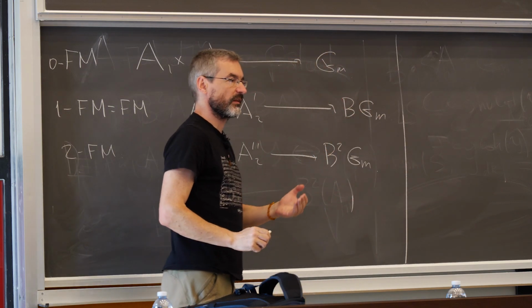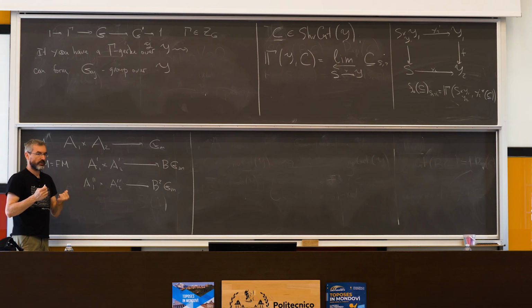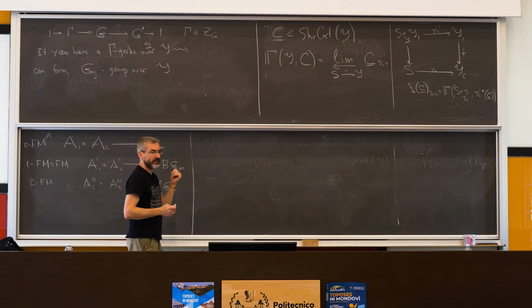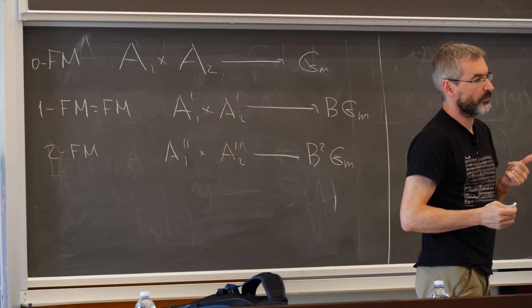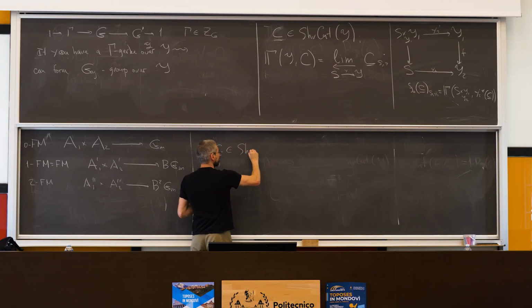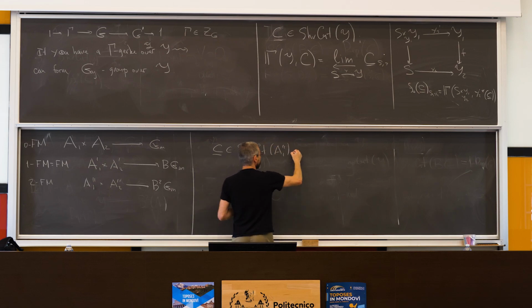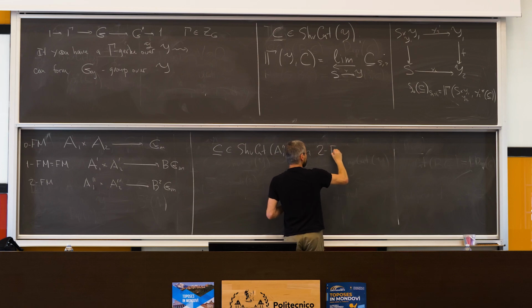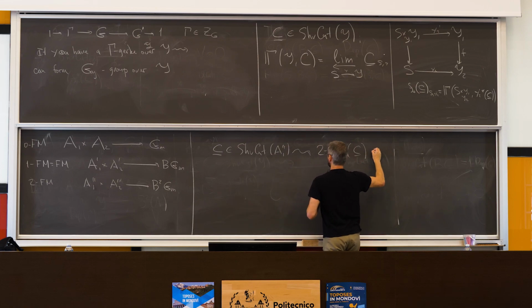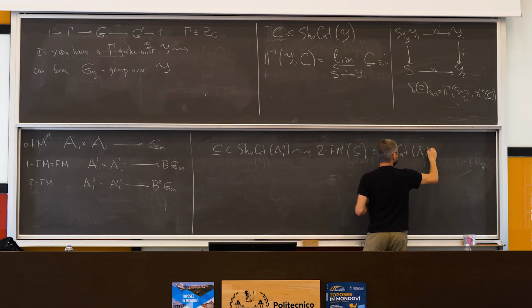I.e., you give yourself a B2 GM gerb on the product. Who said B2 GM? Okay, if you said it, give me the formula for the 2 Fourier-Mukai transform. So I start with C, which is a sheaf of categories on A1 double prime, and I want to create 2 Fourier-Mukai C underlined, which is a sheaf of categories on A2 double prime.